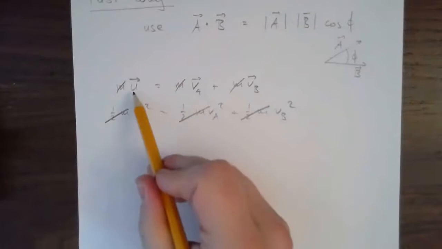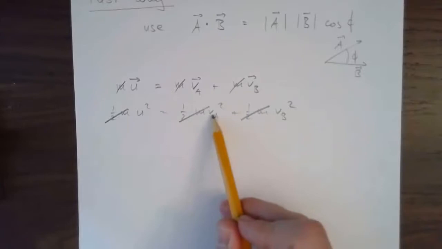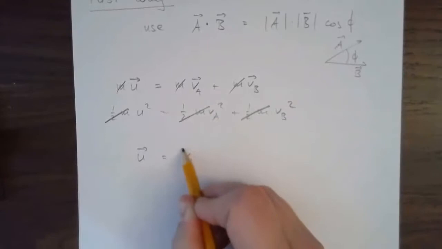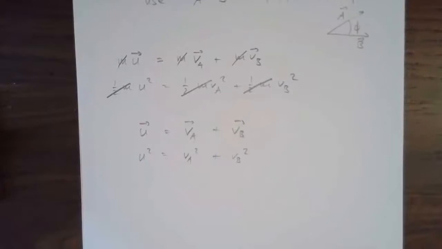So u is va plus vb as vectors, important, not speeds, as vectors. But u squared, the speed squared, is va squared plus vb squared. Maybe we should write it out again, just so that it doesn't look so messy. Right. And u squared is va squared plus vb squared. Now here's the trick.